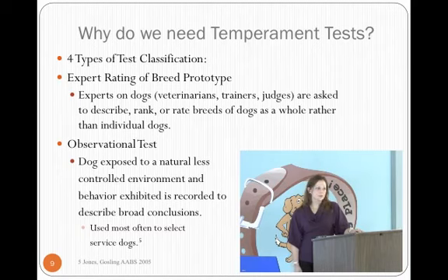And then you have your observational test, which is where you take a dog and expose it to a natural environment where you're not controlling what's happening here and there, and then you record the behavior that you see upon that. And so it's a little harder to control, but this is actually something that's used fairly often when we're looking at service dogs.